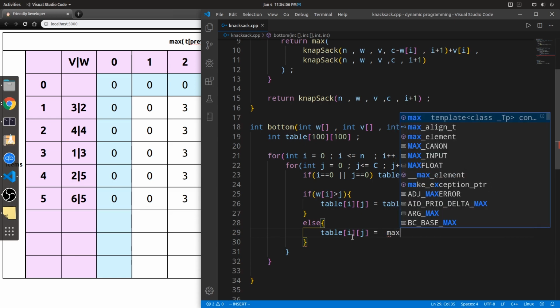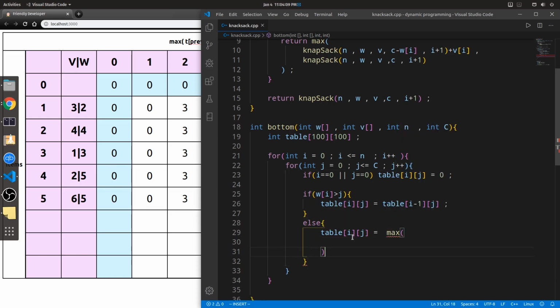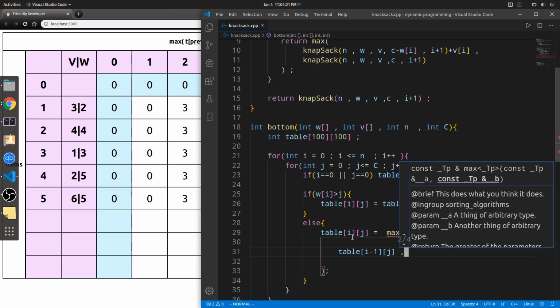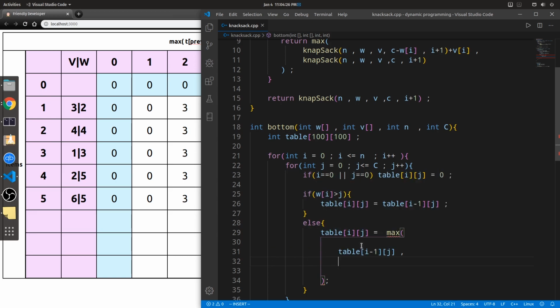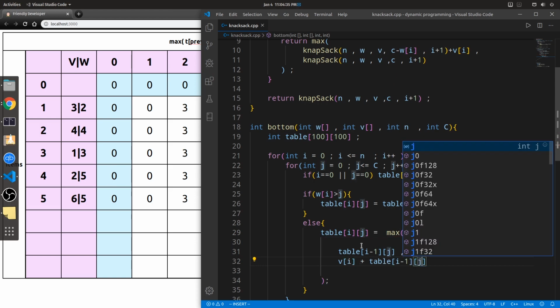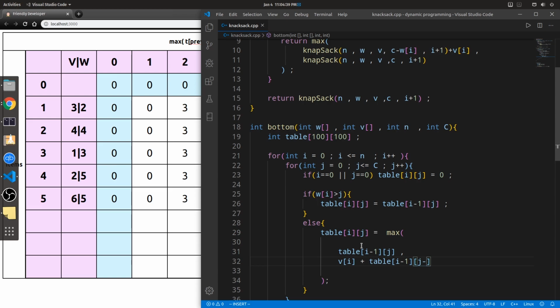So the value for this particular cell is the maximum of either excluding the item, which is nothing but table of i minus 1 of j. By excluding the item, we will not add the value of the current item. The other choice is we include the item. By including the item, we add the value of the current item, and we take the maximum value corresponding to the decreased capacity. So j is the initial capacity of the bag, j minus the weight of the current item, by including that item. So this is how we will fill the table.